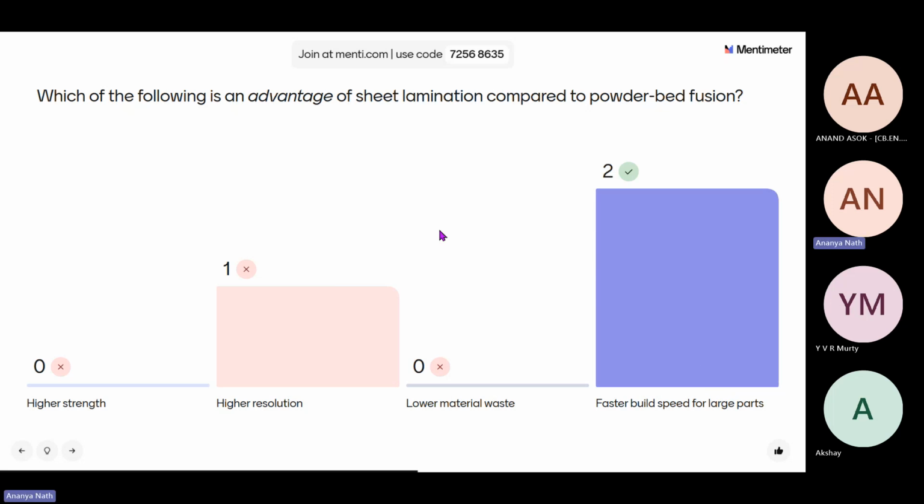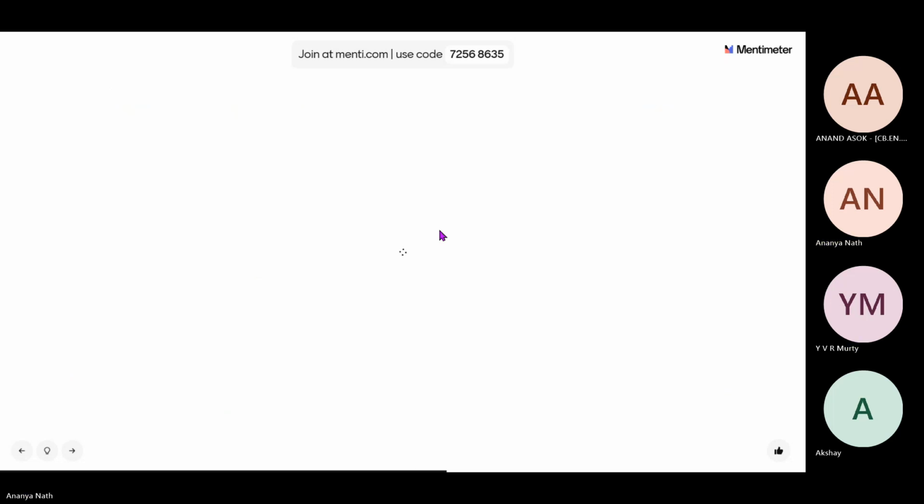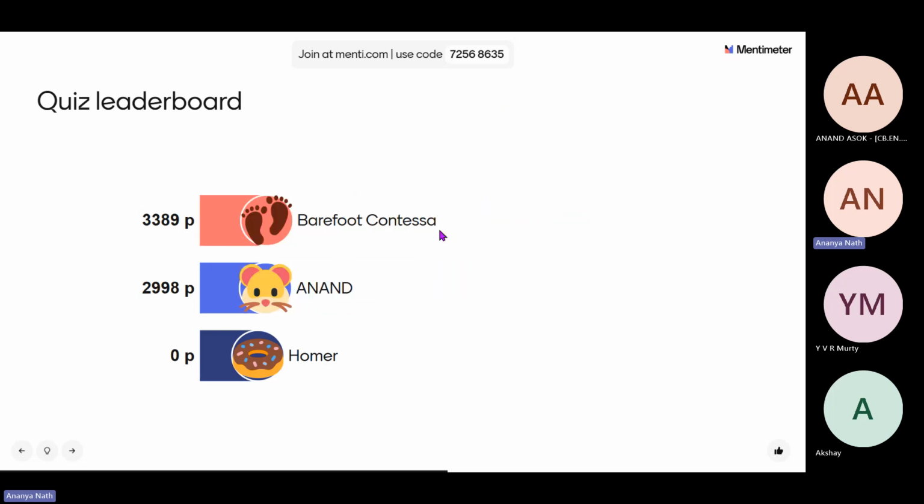So the advantage compared to powder bed fusion is faster beam speed and large part. High resolution can never be an option because powder bed fusion is the highest accuracy process for metal part welding. It's the highest resolution process.